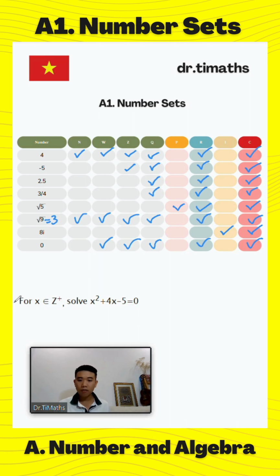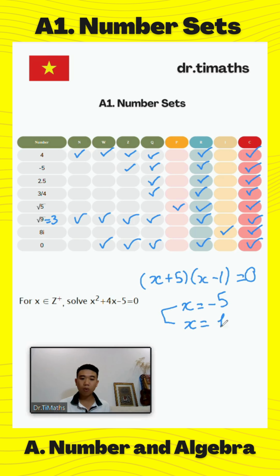Another example here. For x belonging to the positive integers, let's solve this quadratic. So I will solve this one by grouping. This will be x plus 5 multiplied by x minus 1 equal to 0. So we will have x equal to negative 5 or x equal to 1. So the condition is x belongs to the positive integers. So this is wrong. This is correct. So we only have one answer, which is x equal to 1.